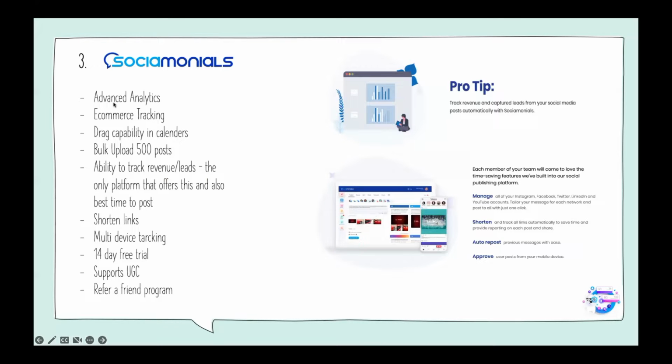But Socialmonials offers advanced analytics, e-commerce tracking, capability to drag and drop in your calendars, bulk upload image posts, approximately 500 of them, ability to track revenue and leads. They do this by installing a pixel at your checkout, and it's probably the only platform that does this. It can shorten your Bitly links, multi-device tracking. It supports user-generated content, also has a free 14-day trial, and also has a really cool refer-a-friend program that you can integrate from here.